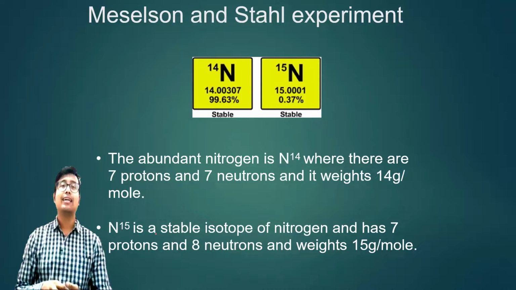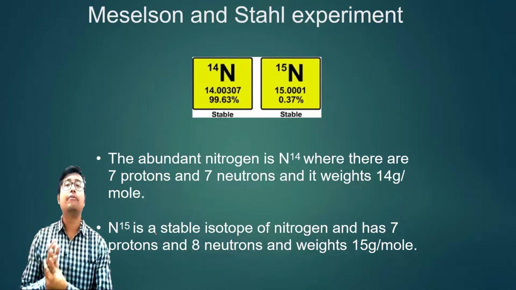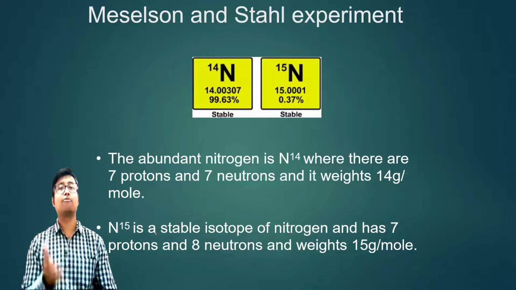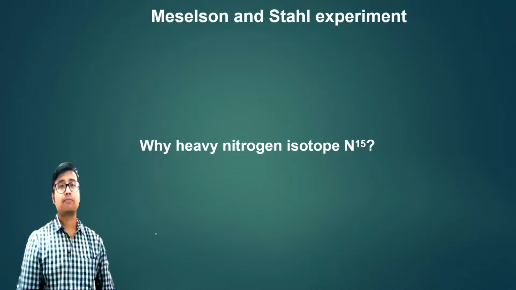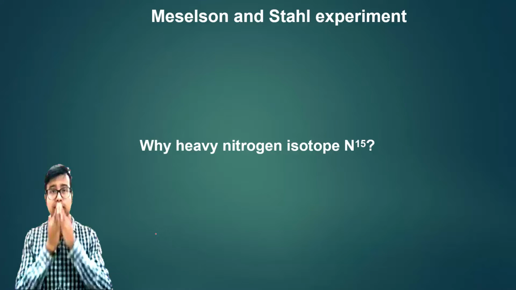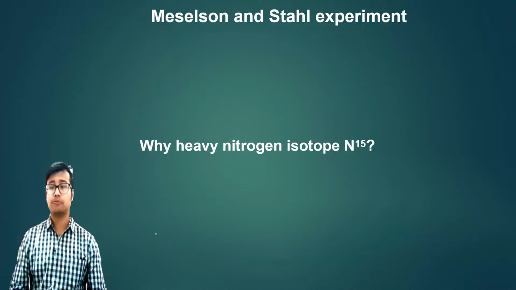It has got 8 neutrons, okay, 1 neutron extra, and per mole it weighs 15 grams, whereas 1 mole of N14 nitrogen weighs 14 grams. So why was heavy nitrogen chosen for the experiment? This was the first thing that you need to know, that the examiner will ask you.